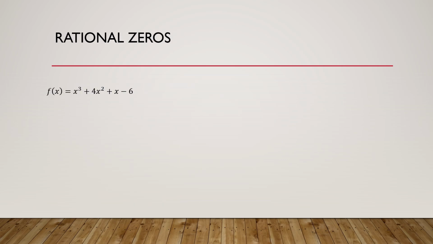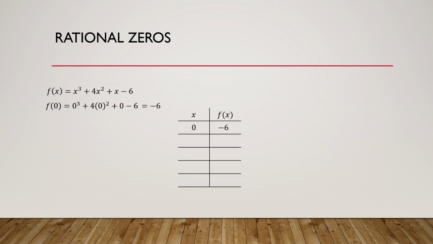Let's take the same function, f of x is equal to x cubed plus 4x squared plus x minus 6. This is a third-degree polynomial with a positive leading coefficient. The first zero is the y-intercept. Setting x equal to 0, we get the point 0, negative 6.